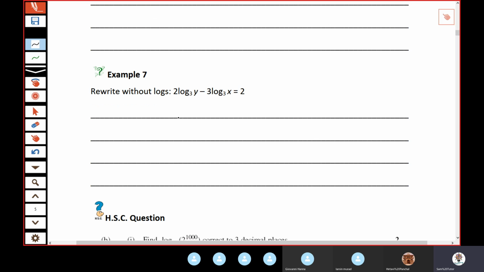Rewrite without logs. Okay, what would you do with this one? What's the first thing you can think of? Go. Bring the power up. So you would write log 3y squared minus log 3x cubed equals 2. Now, they're monic, which is great, but they also have the same subbases. Because they have the same subbases, you can just combine them. So you can go log y squared on x cubed with a little 3 if you wanted to.